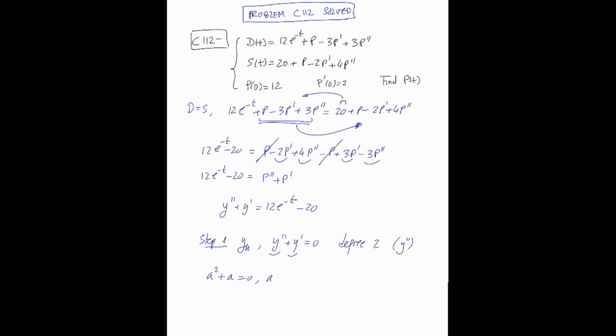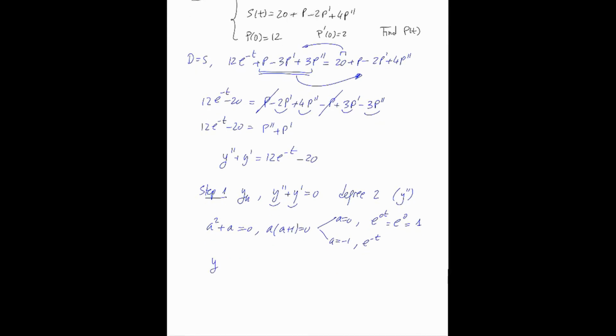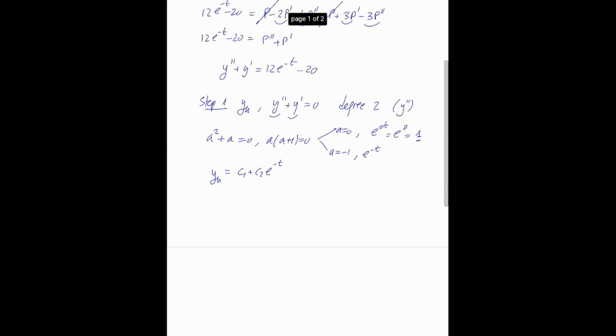Common factor: a times (a plus 1) equals 0, and we get a equals 0 and a equals minus 1. From here we have the first solution, e to the 0t, which is simply e to the 0, or constant 1, and here e to the minus t, from which the homogeneous equation has solution a constant times 1, so c1 plus c2 e to the minus t.